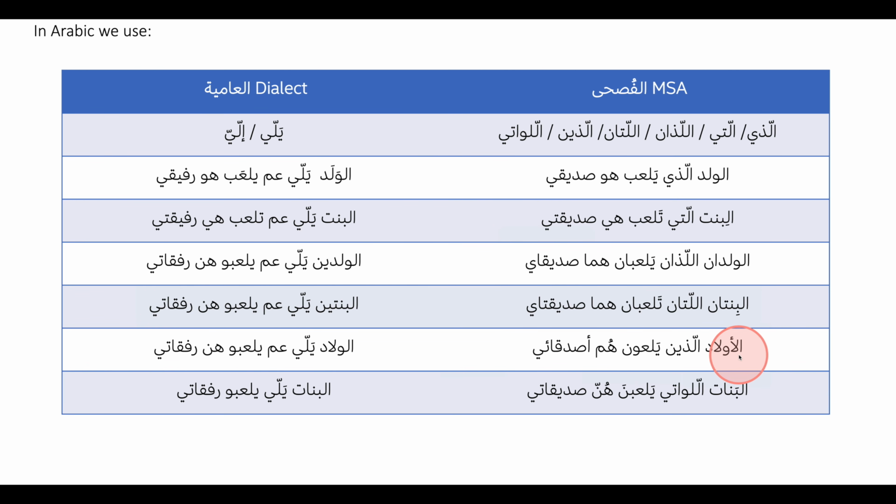Masculine plural in MSA الأولاد الذين يلعبون هم أصدقائي. The children who are playing are my friends. And in dialect we say الولاد يلي عم يلعبوا هن رفقاتي.